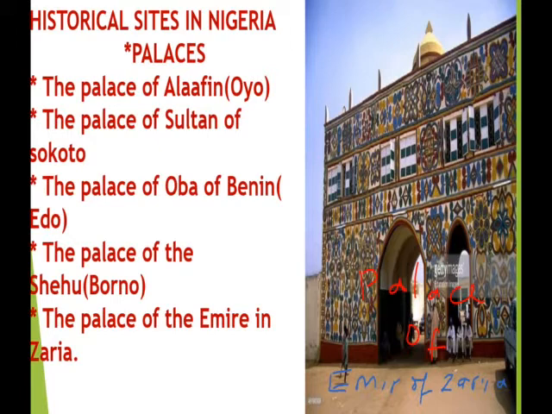Other examples of palaces in Nigeria include the palace of the Sultan of Sokoto, the Alafin Palace, the palace of the Alafin of Oyo State, the palace of the Oba of Benin in Edo State, the palace of Shehu in Borno State, and the palace of the Emir in Zaria, like the one you can see in the picture.